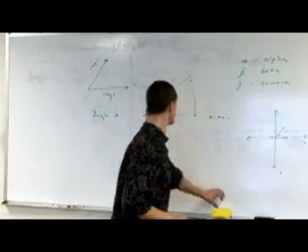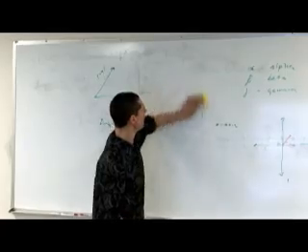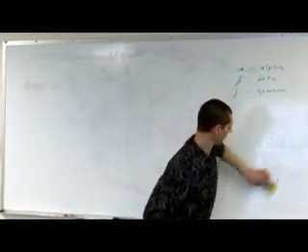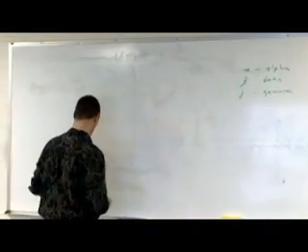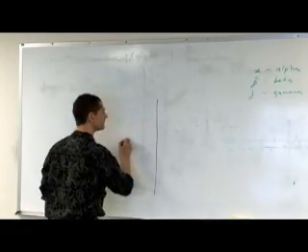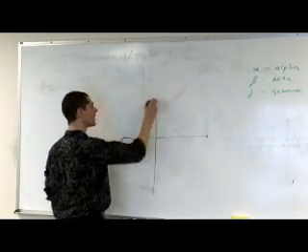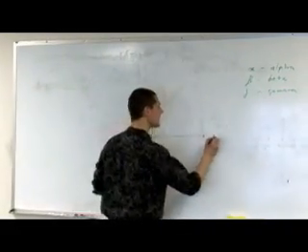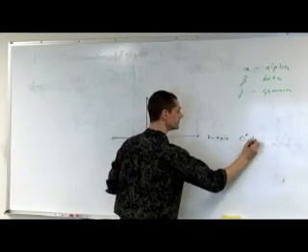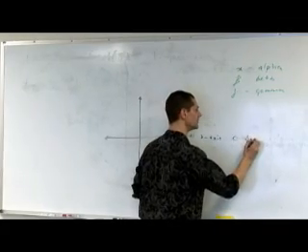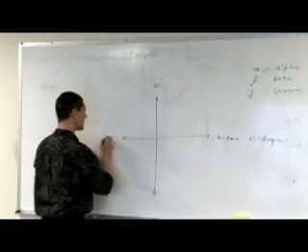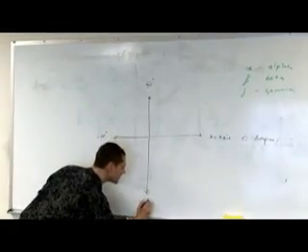Now, how does this notion of initial and terminal angle come into play with what we showed for the unit circle? Here's our coordinate grid again. This is the x-axis, and this is 0 degrees. This is 90 degrees. This is 180 degrees. This is 270 degrees.